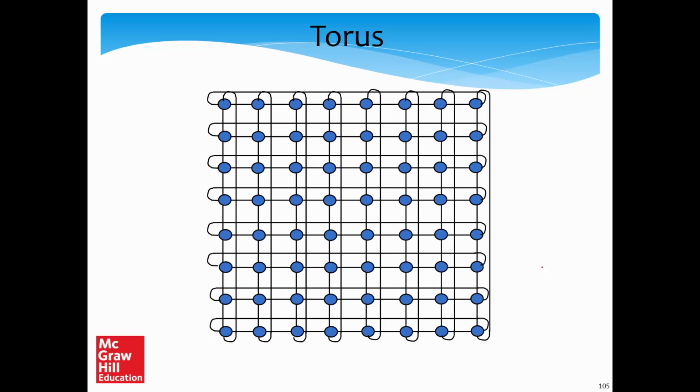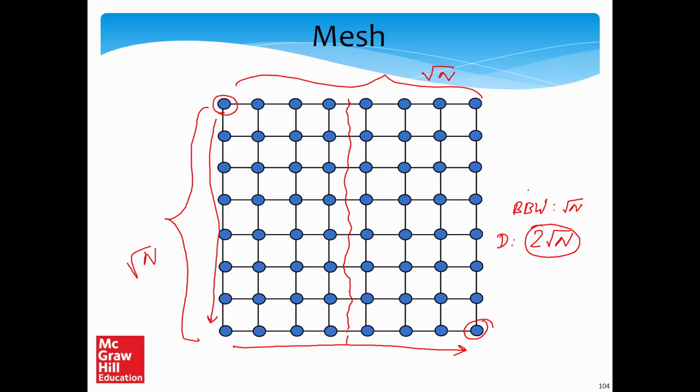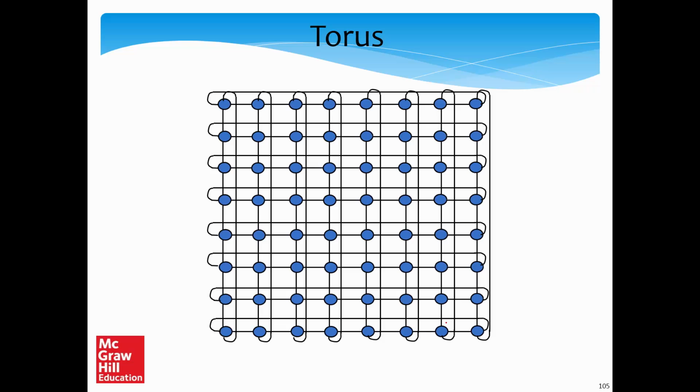So it turns out we can do better than a mesh. Let me just go back. We can connect the ends of a mesh. So we can connect this and this. We can connect this and this. If I connect the ends of a mesh, both the rows as well as the columns, you will find that all the rows are connected. This one is connected here. Similarly, all the columns are connected like this. This kind of structure is called a 2D torus.